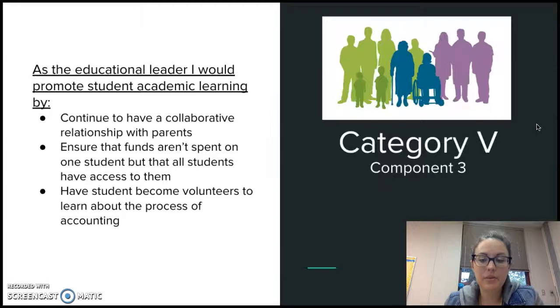I also think that it'd be important for our students to become volunteers to learn about this process of accounting. I think that it might spark an interest with some of our students as a future career, but also to show that there are these processes and procedures in place within our community.